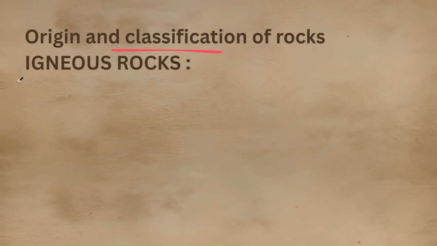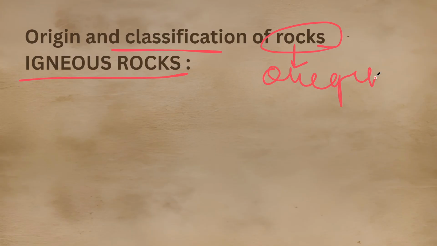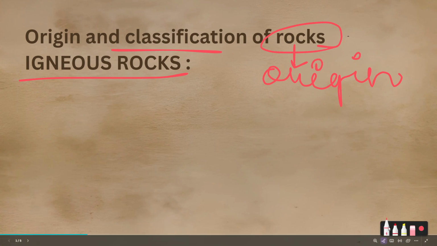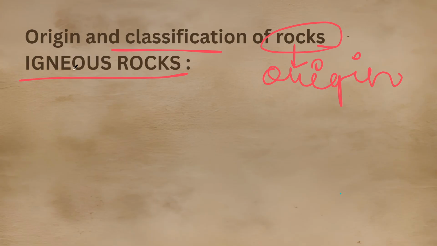First one is the igneous rocks. Basically, rocks are classified mainly on the basis of their origin, that means where they originate. Like suppose these igneous rocks originate from the cooling down of magma. So they originate from the volcanoes.